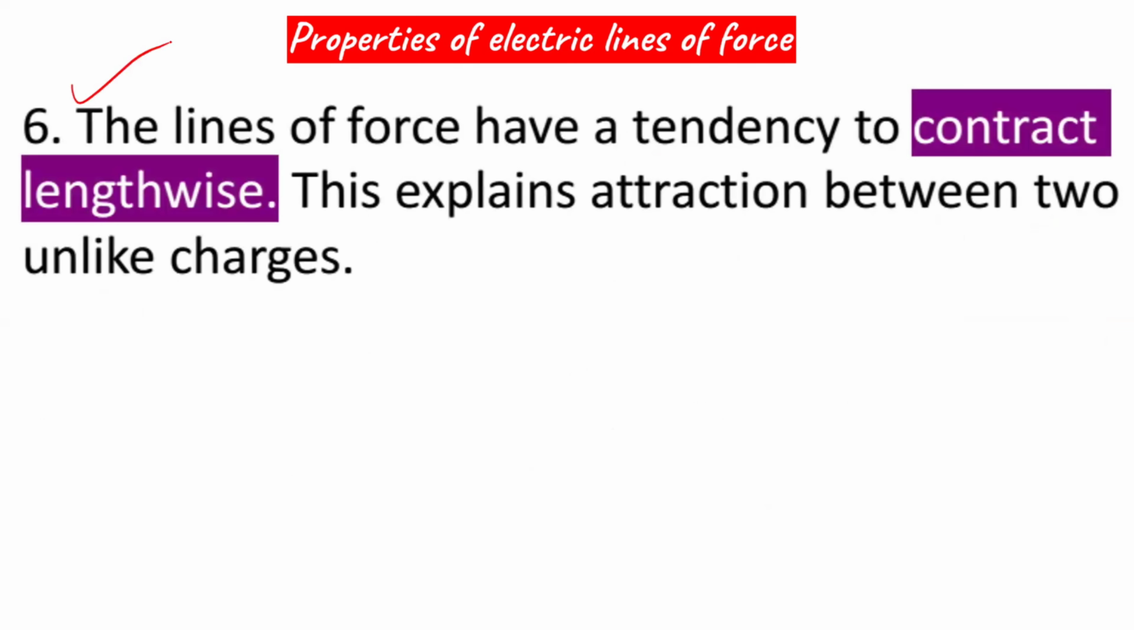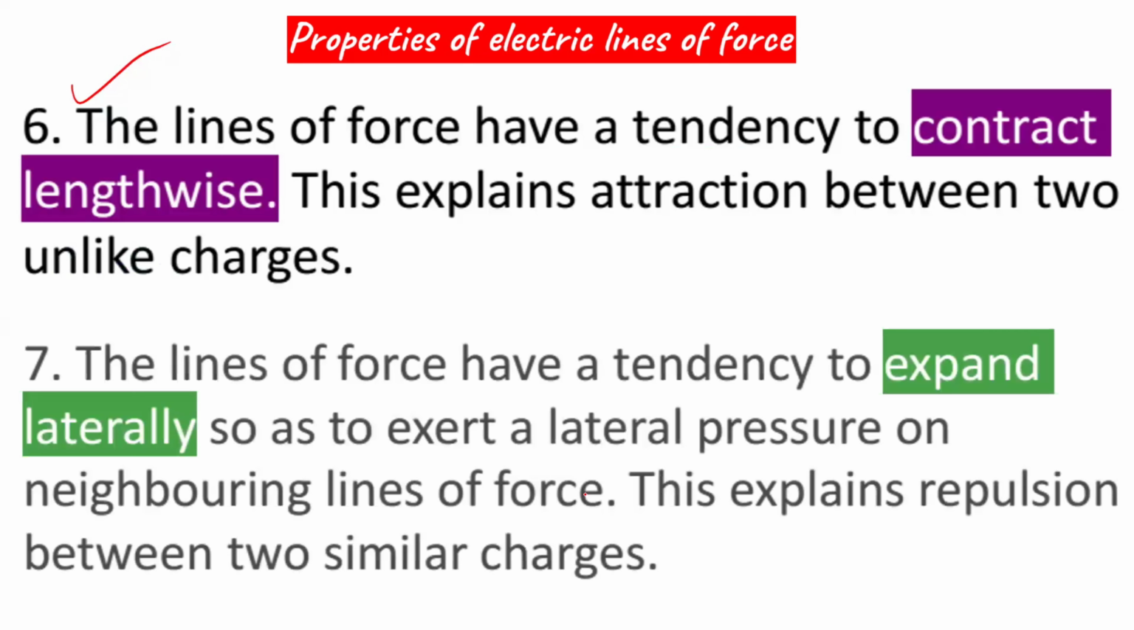Now, next point is the lines of force have a tendency to contract lengthwise. This explains the attraction between the two unlike charges. Seventh point is the lines of force have a tendency to expand laterally so as to exert a lateral pressure on the neighboring lines of force. This explains the repulsion between the two similar charges.